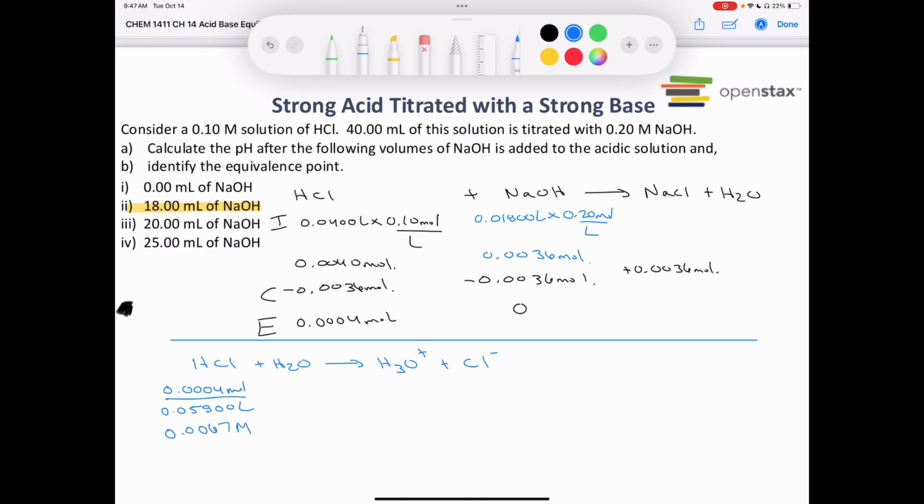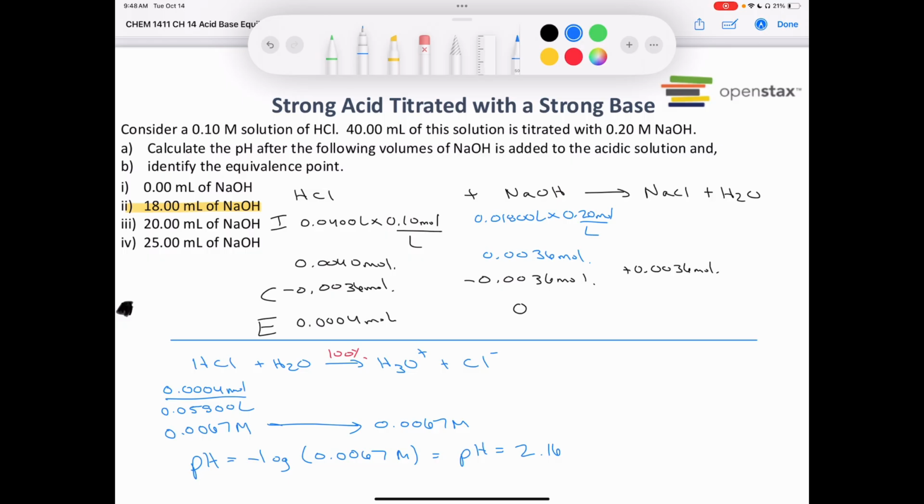And that means the concentration of our HCl is 0.0067 molar. Instead of making an entire ice table for this one, you should know by now that since my HCl dissociates 100%, at the end of my ice table the concentration of my hydronium is going to be identical to the initial concentration of my HCl, which is 0.0067 molar. So the pH of the solution is going to be the negative log of 0.0067 molar. And when you punch that in your calculator, you end up with your pH equal to 2.16.